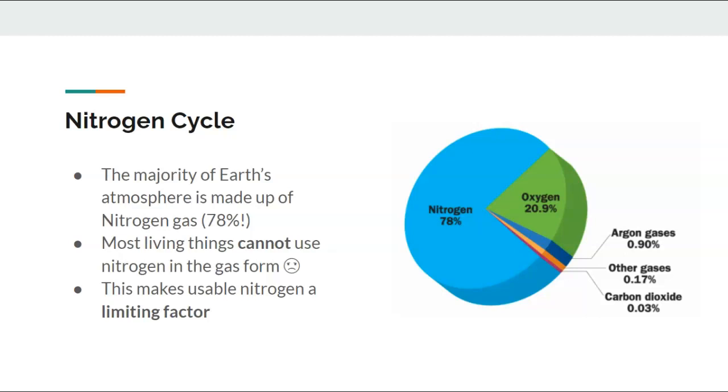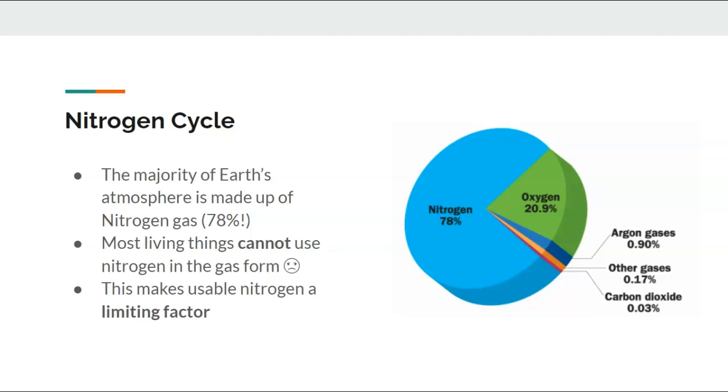But what's crazy is most living things can't actually use nitrogen gas. It's not a usable form of nitrogen that they can comfortably use in their bodies. So usable nitrogen is actually a limiting factor for humans and other organisms, but I'm a human, so I immediately think of a limiting factor for me.